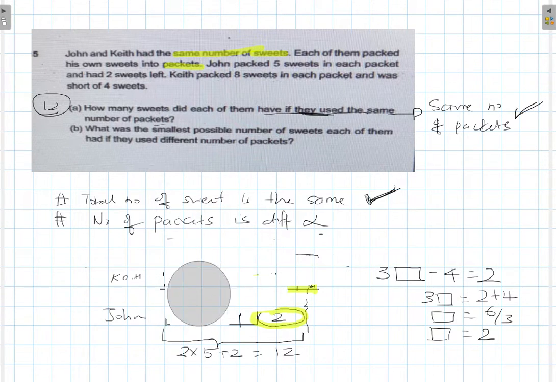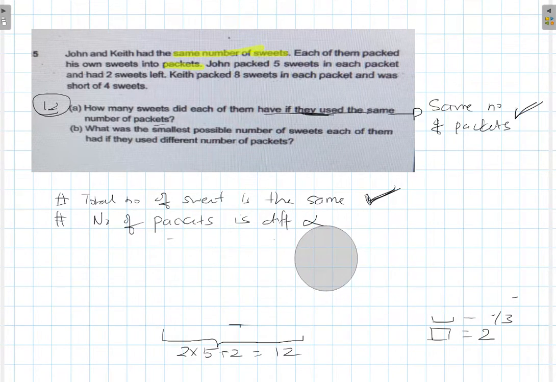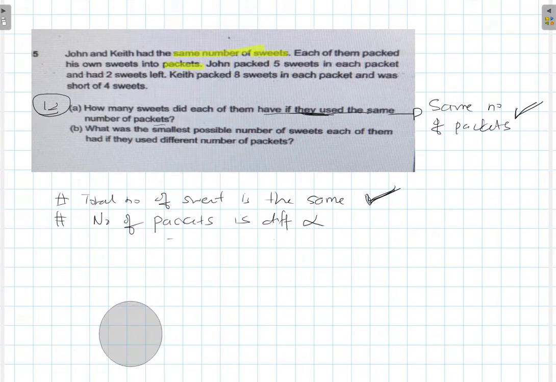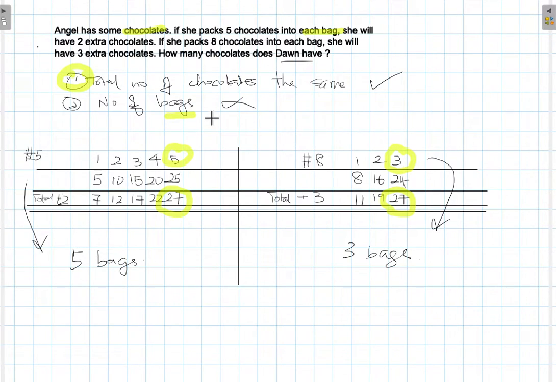Bigger eraser. Drop faster. But the second question is a bit different. It says, what is the smallest possible number of sweets each of them had if they use a different number of packages? So the total number is the same, but the number of packages is different. Don't you find it very similar with this? The total number of chocolates is the same, but the number of packs is different. So what I can do is I have to do this method.